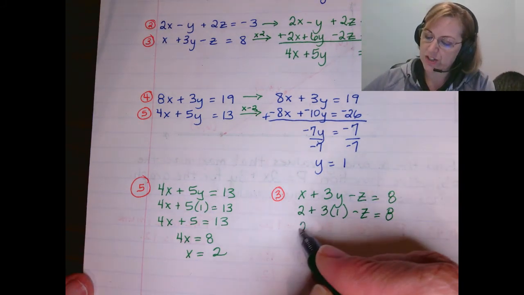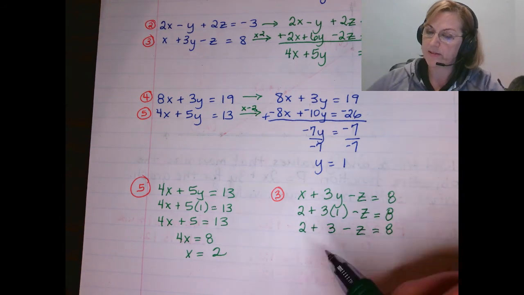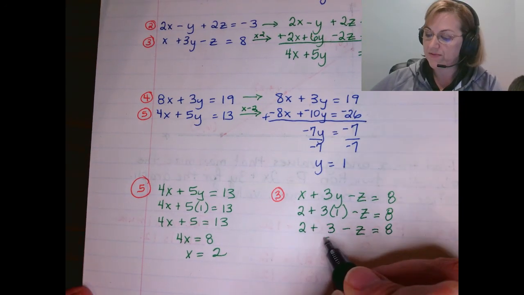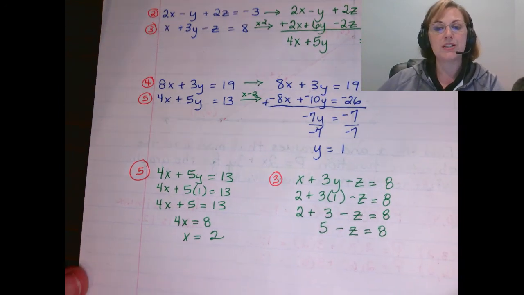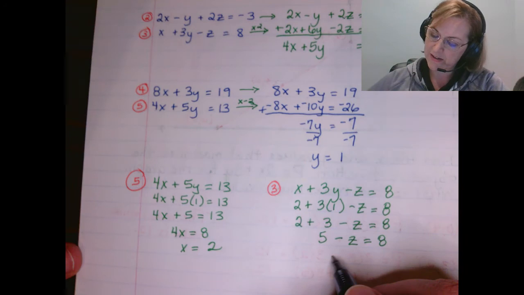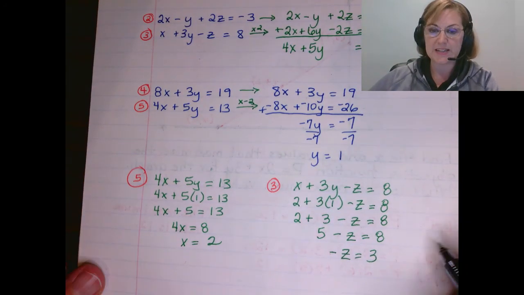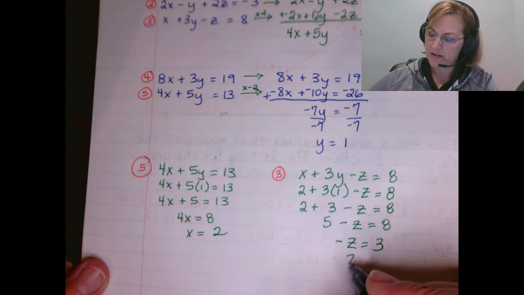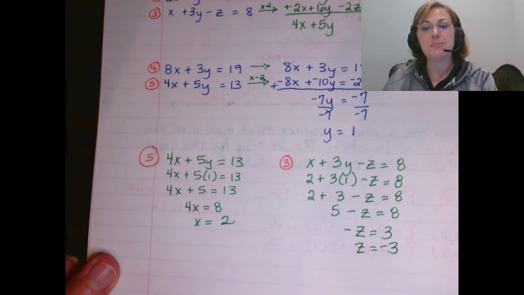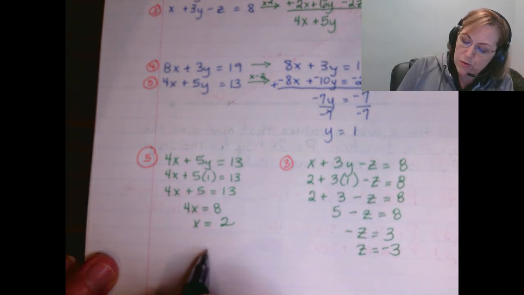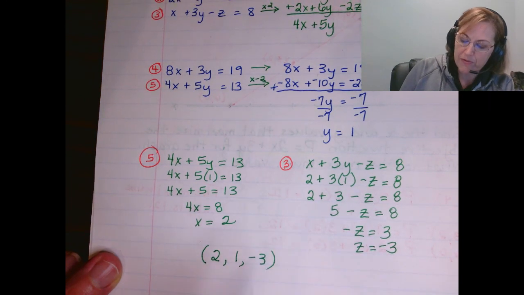All right, so I've got 2 plus 3 minus z equals 8. So 2 plus 3 is 5 minus z equals 8. You can subtract 5 from both sides. That leaves you with negative z equals 3. So that means that z must be negative 3. Now that you have all three values, be sure and write your solution as an ordered triple. Alphabetical order for your solution.